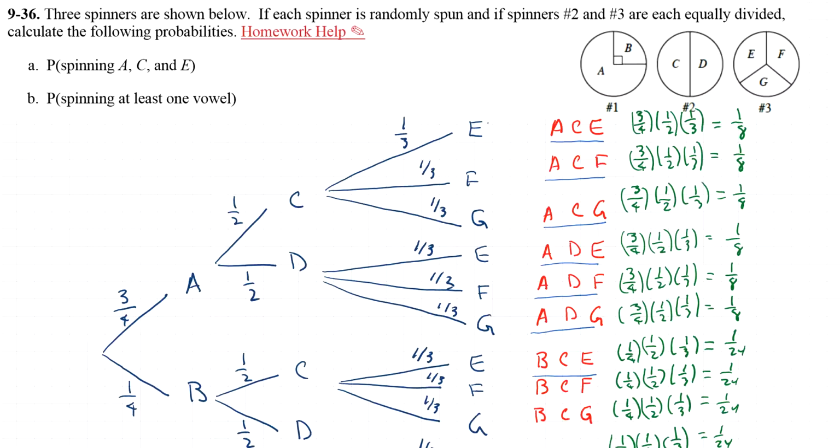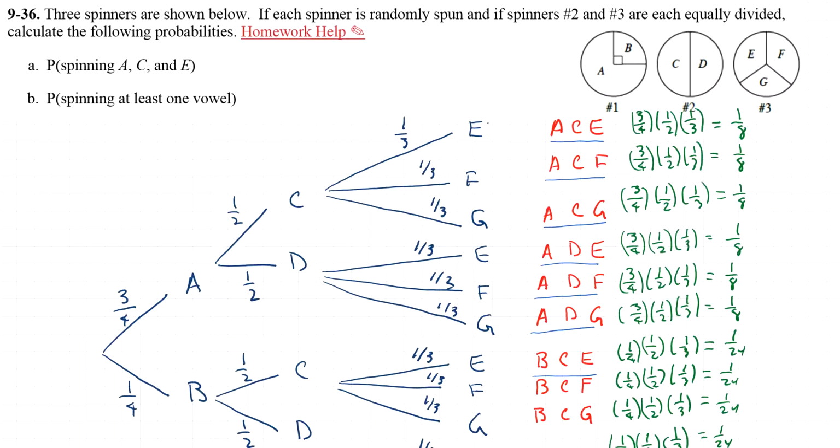So in order to do this problem, first you have to generate the tree diagram. I did this beforehand because it was going to take a long time to do. This is probably the most critical part: how do you set up the spinners. And so what happens is you can spin them in any order.